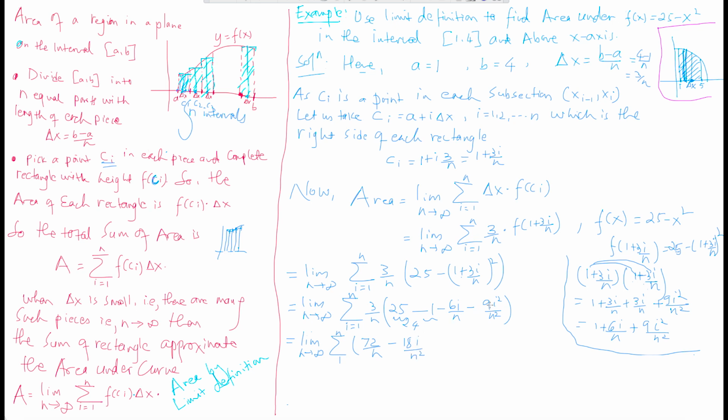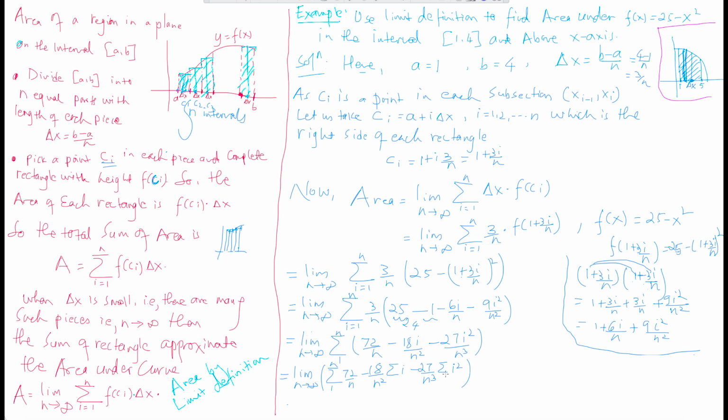And how about the last one? 9i over n squared times 3 over n is minus 27i squared over n cubed. You see that? Now what you do next is you distribute the summation sign. If you distribute that, you get the limit as n tends to infinity of 72 over n times the summation from 1 through n, minus 18 over n squared times the summation of i, and then minus 27 over n cubed times the summation of i squared.